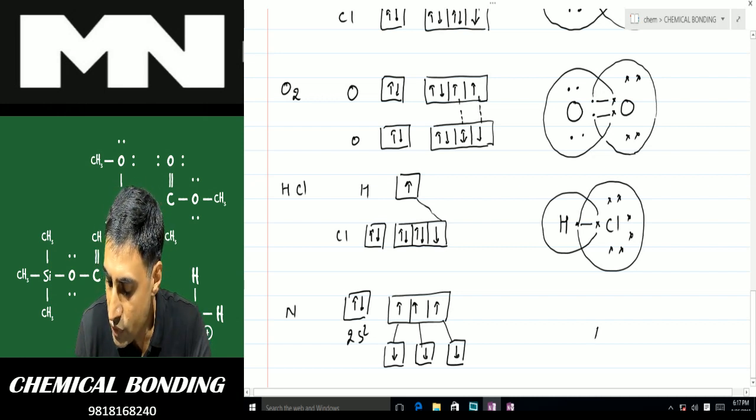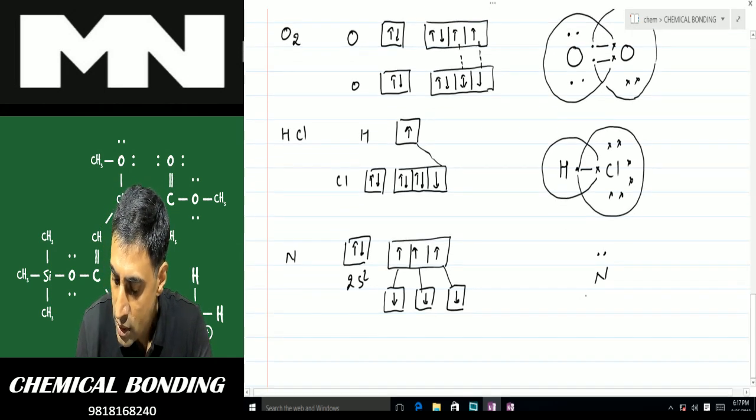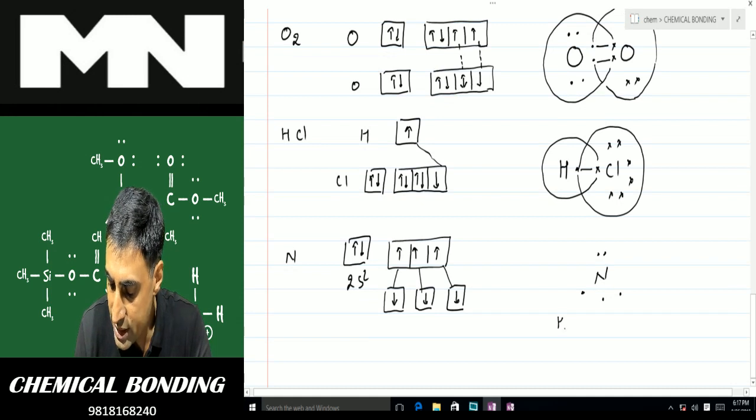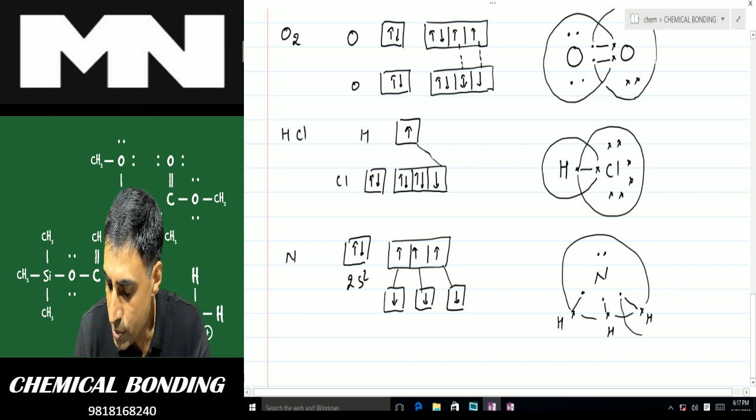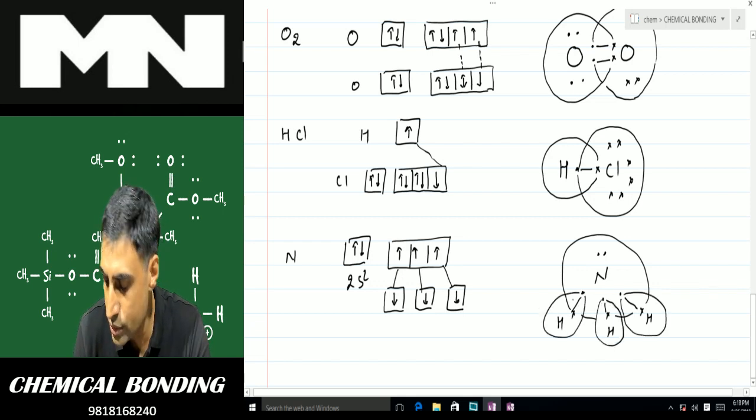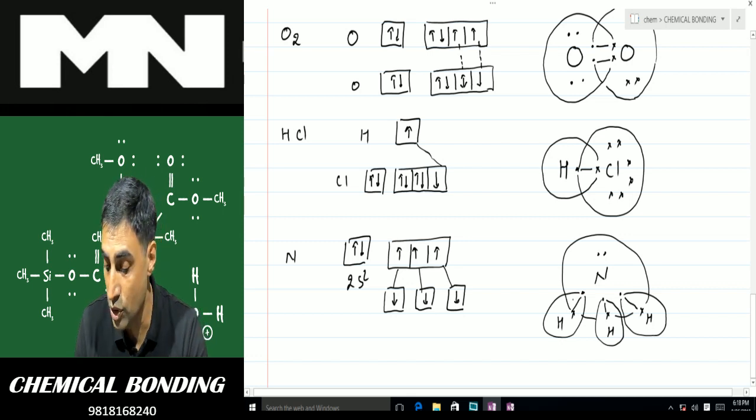So if I have nitrogen like this, here are the paired electrons, here are unpaired 1, 2 and 3. And these unpaired electrons are shared by 3 hydrogen atoms so as to form 3 bonds, 1 bond, second bond, third bond. If we have a look at nitrogen, the octet of nitrogen is complete in this, and the duplet of hydrogen is also complete. So here you can see this is the NH3 molecule.